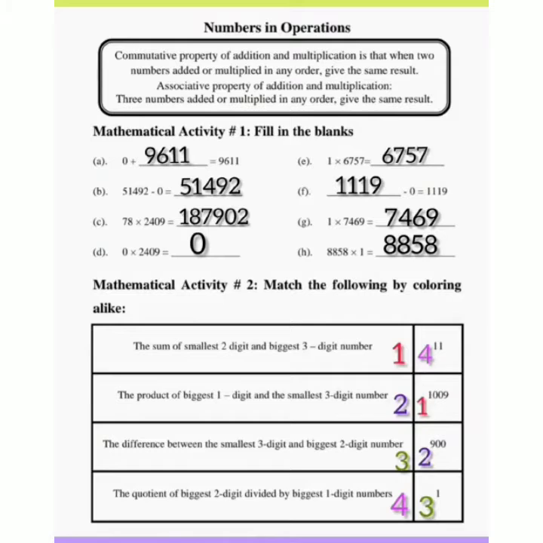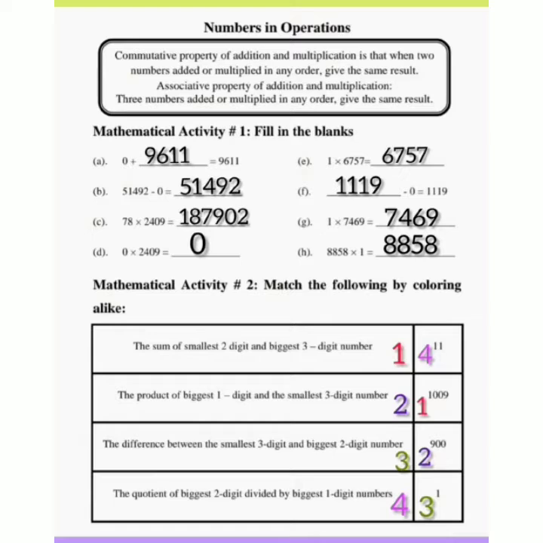And this is the solved layout of your first activity, the mathematical activity. So you have to fill in the blanks. Question number 1 is 0 plus dash is equal to 9611. As you all know, whenever we add 0 to any amount, the answer would be the same as that amount. So if we add 9611 to 0, the answer would be 9611. It would remain the same.